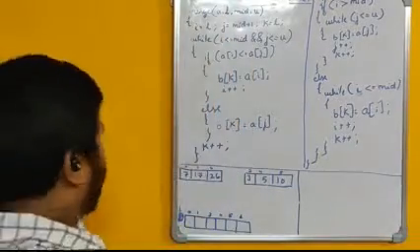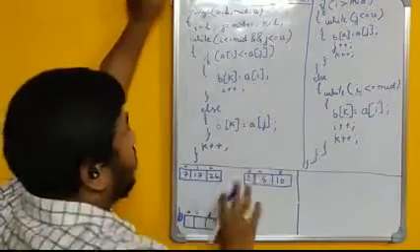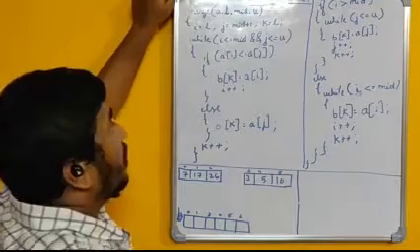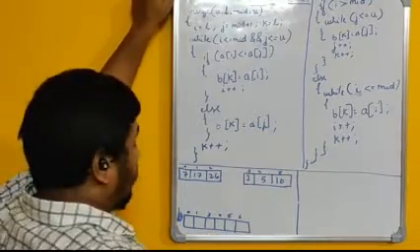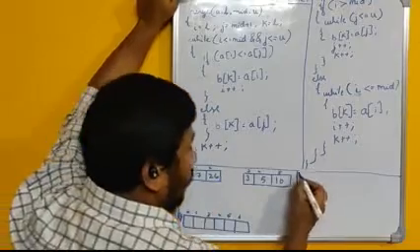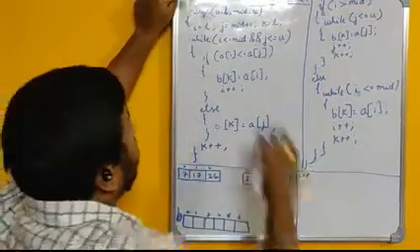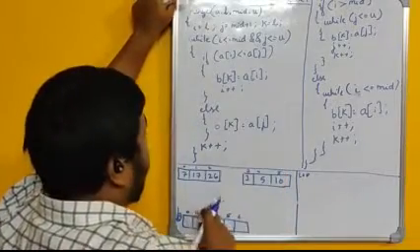We have passed to merge A, comma L. A is our array, whatever array is there, we have passed. L is our lower bound, that is 0. So now L is equal to 0. Next, mid. Mid is equal to what?